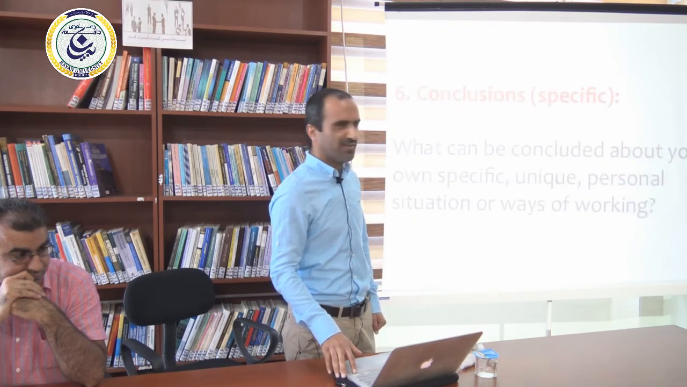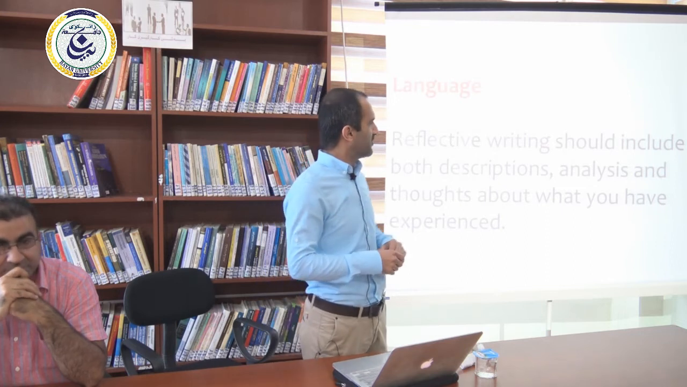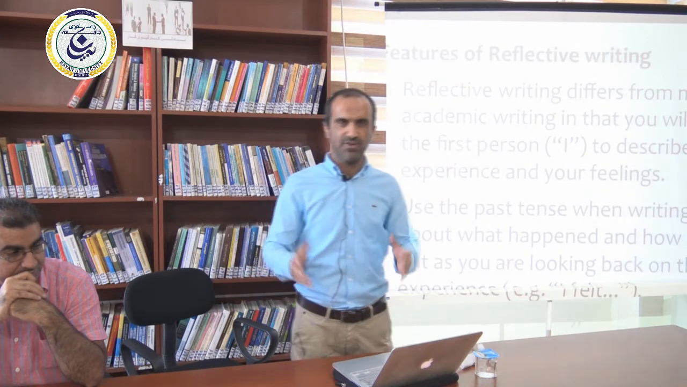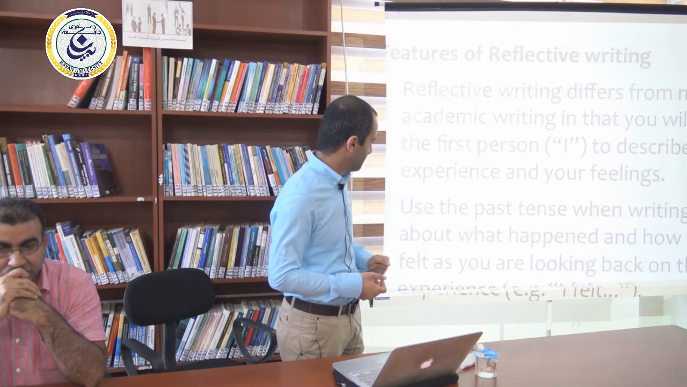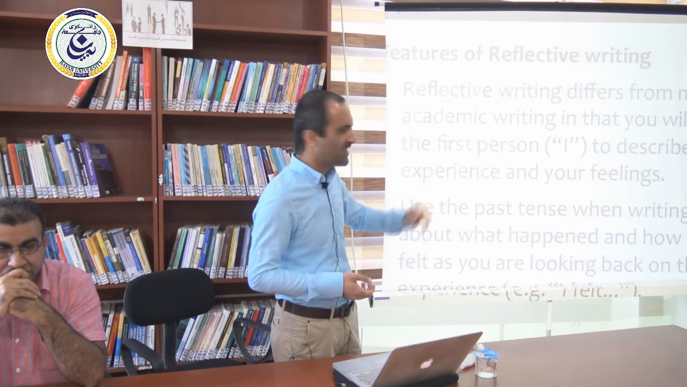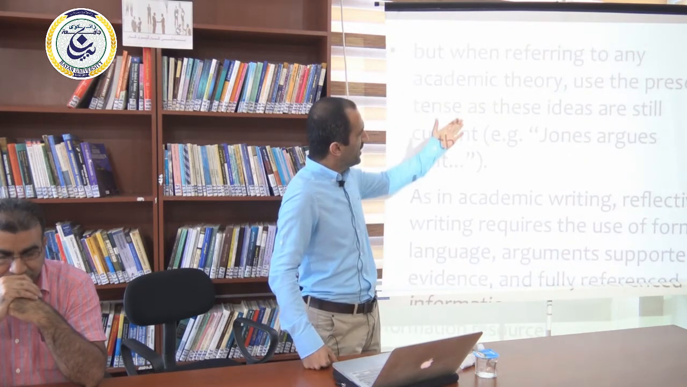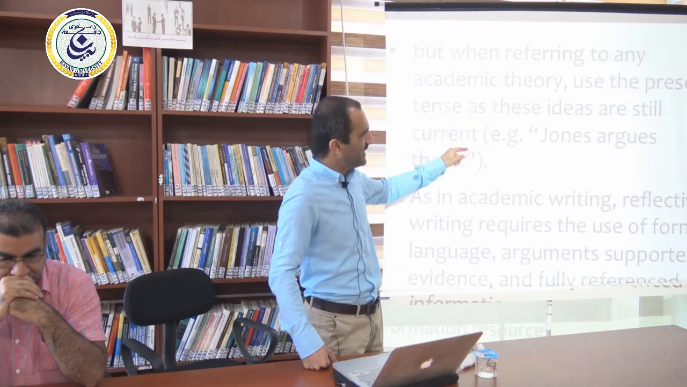Just because I'm going to be running short of time, let me move on to language. Reflective writing should include a description and analysis, as I said. And we can use "I", because in academic writing it's not allowed to say "I" or "we", no. But in reflective writing, it's okay to say "I", because you talk about your personal experience. And secondly, about tenses: use the past tense because you talk about your experience. And for the theories, for the books, you can use present tense, because you think that these ideas are still valid, still current, still important.